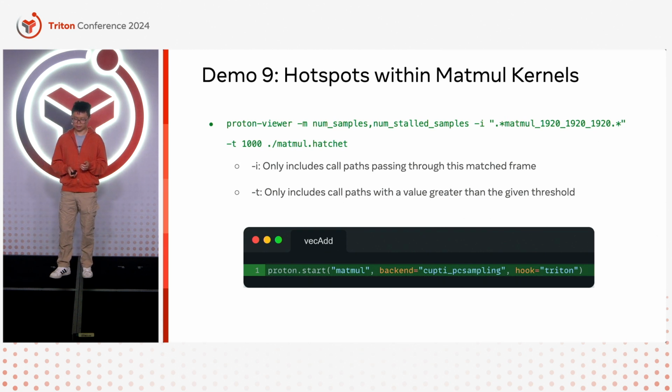path depth with a value greater than, this is not depth, it's width. This is to specify the metric so that only call paths with a value greater than the given threshold are shown. Here, the threshold is set to 1,000, meaning that only frames containing more than 1,000 samples will be shown in the final profile.